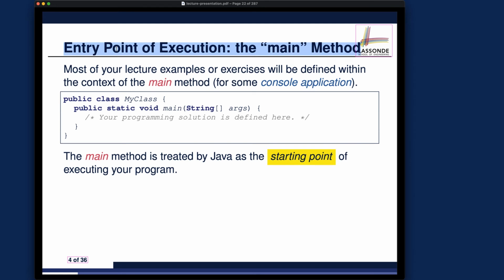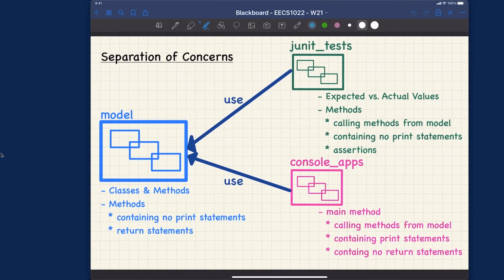Okay, and I want to review quickly what you learned in Lab 0 about the separation of concerns. Very quickly, because you don't want to get lost in the big picture. It's really important to sometimes pause yourself and try to see things from the bird's-eye view. So now we've got three components over here: the model, the JUnit tests, and the console application.